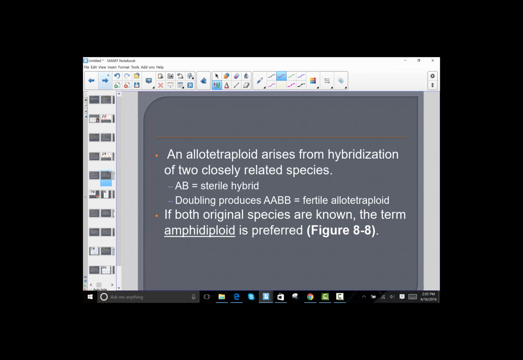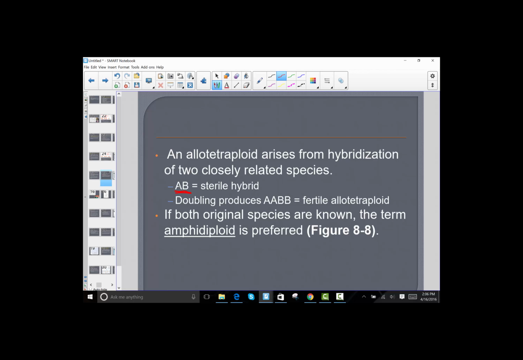Now, if you'll notice, it says here that your AB individual, your haploid complement A and your haploid complement B, and remember that A comes from species 1 and B comes from species 2, produces a sterile hybrid. So what this means is that any gamete produced from this individual will not be able to reproduce. You can't produce a gamete that has a complement that the other gamete can actually recognize.